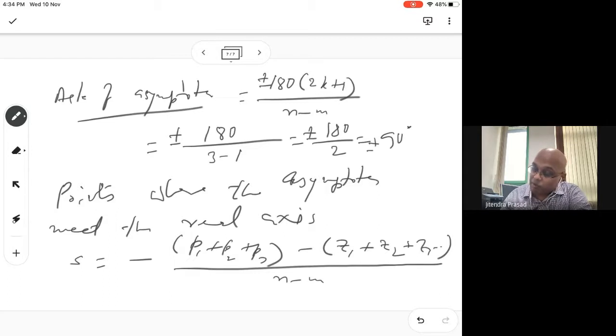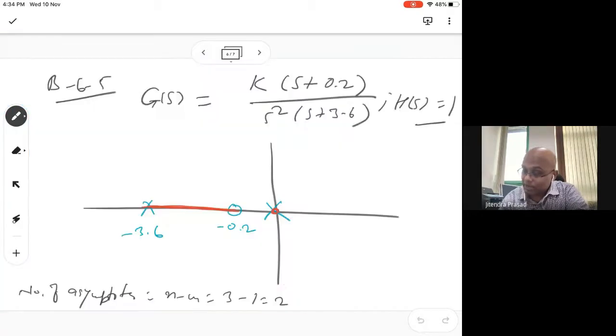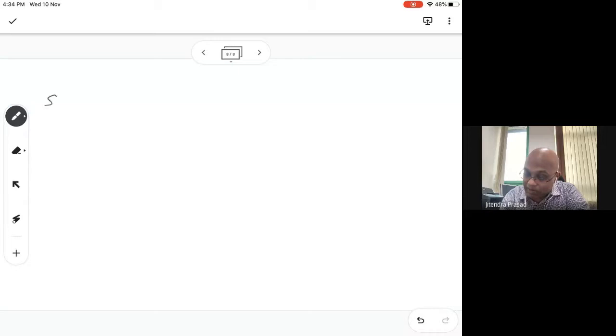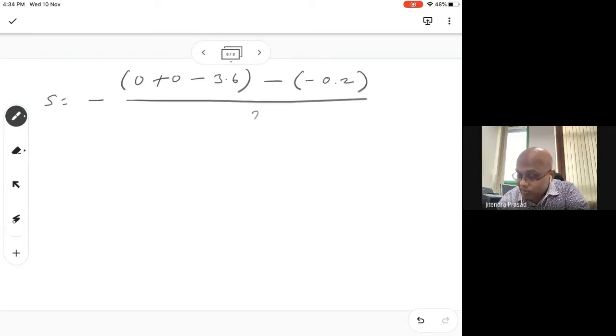So in our case, we have poles at 0, 0, and 3.6, right? So we have 3 poles and 2 zeros. So basically here s equal to minus (0 plus 0 plus 3.6) minus 0.2, divided by n minus m, which is 2. All the poles we write first, 0, 0, then minus 3.6, minus the zeros, 0.2, divided by 2. So this gives us roughly where the asymptote will meet the real axis.